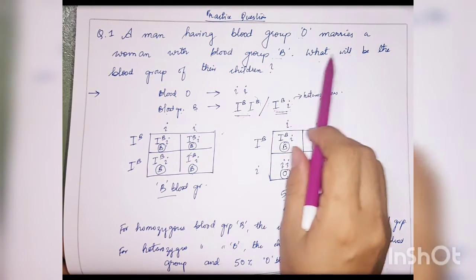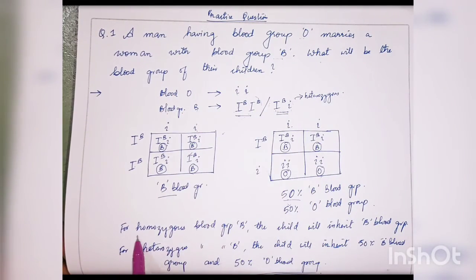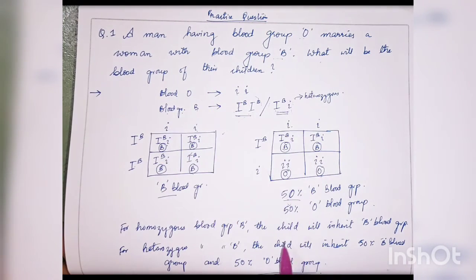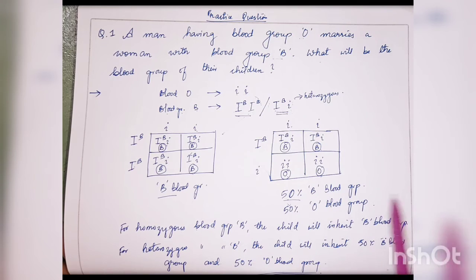So what will be the blood group of the children? For homozygous blood group B mother, the child will inherit B blood group. But for heterozygous, 50% of the blood group will be B and 50% will be O. So this is one of the practice questions. You can note it down in your notebook as well.